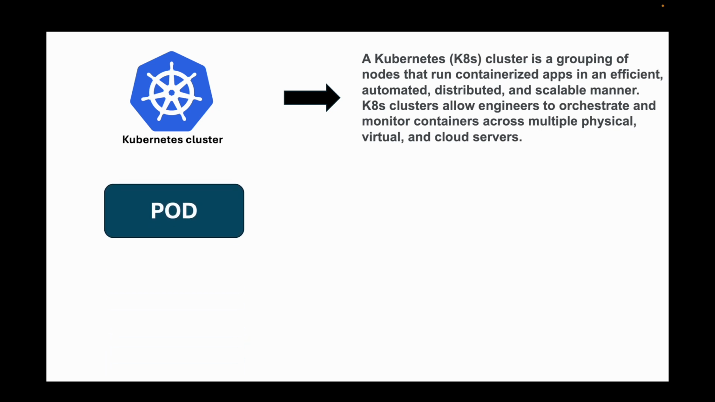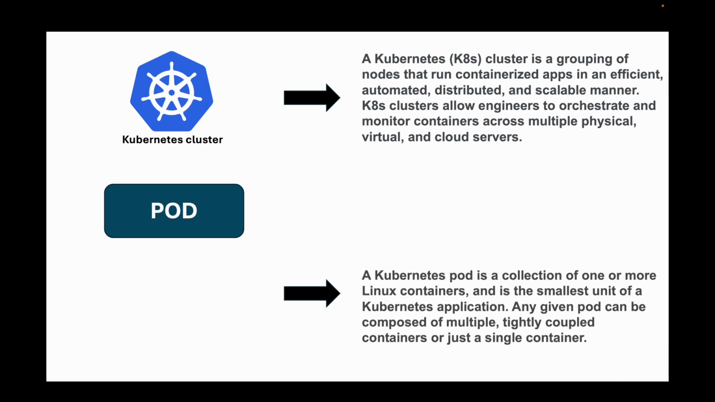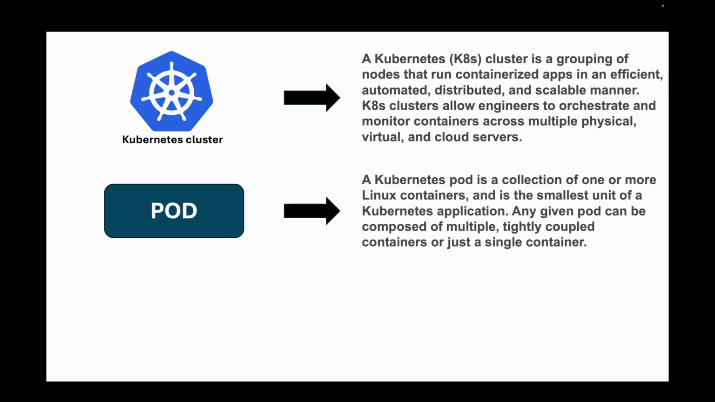So once our cluster is ready, we will be creating our pod. Now, a pod is the smallest unit that we have in Kubernetes. So this is what we will be using to run our containers. Any given pod can be composed of multiple tightly coupled containers or even just a single container.